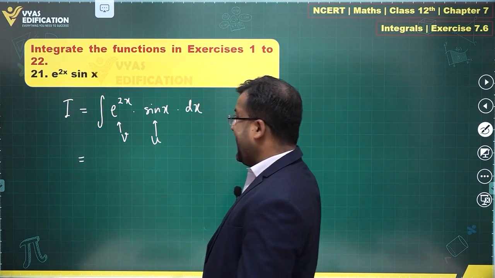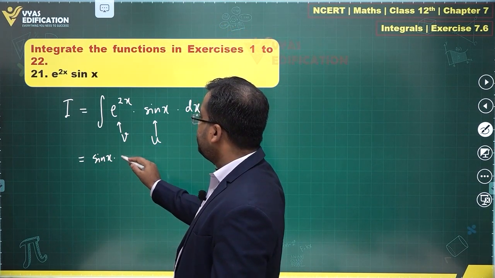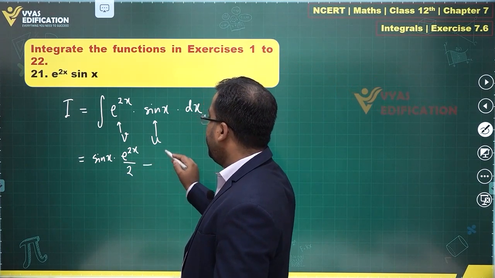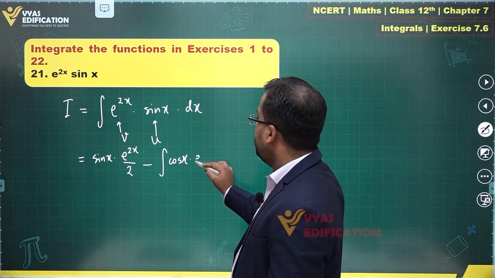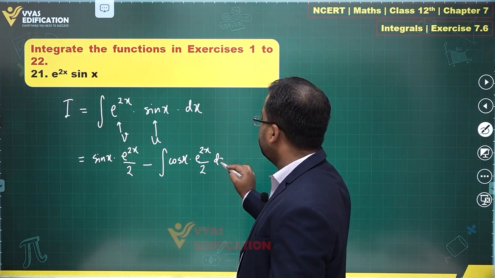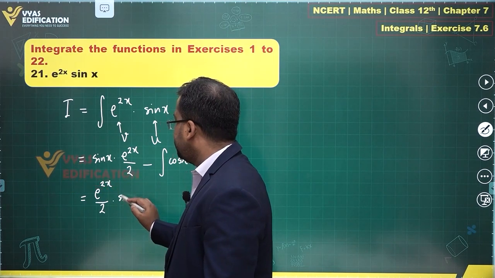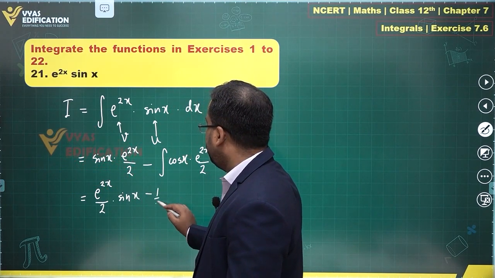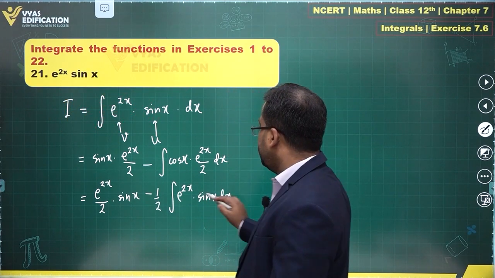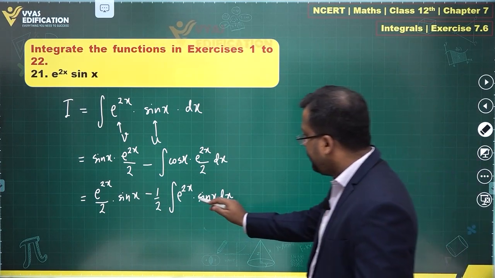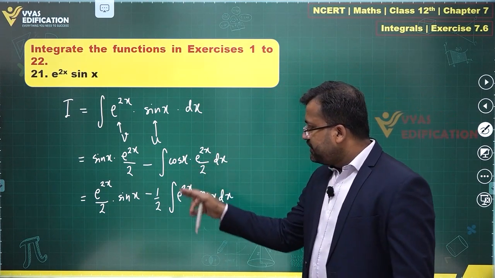So that becomes, okay, I is equal to first function times integral of second function, e power 2x by 2, minus integral of derivative of sin x, which is cos x, times e power 2x by 2 dx. Okay, what does this become? This is e power 2x by 2 times sin x, and there's a minus 1 by 2 over here, and the integral you have e power 2x times cos x. Oh, there's no sin x, there's a cos x over here, not sin x. E power 2x cos x is what you get.